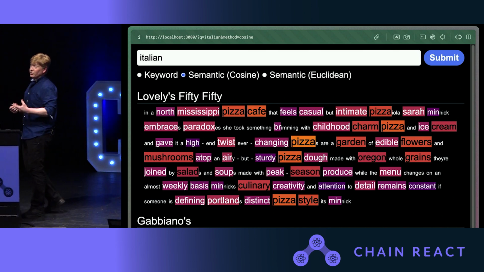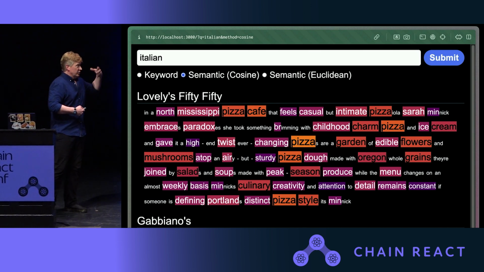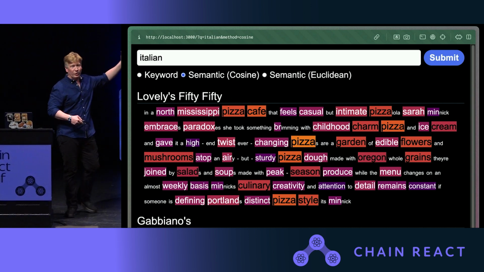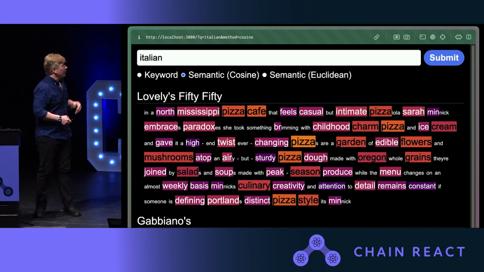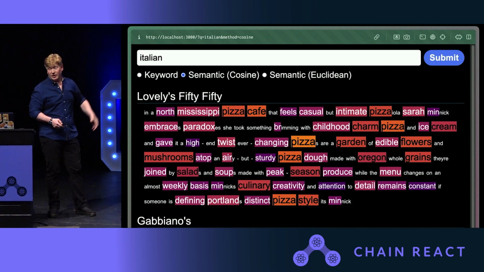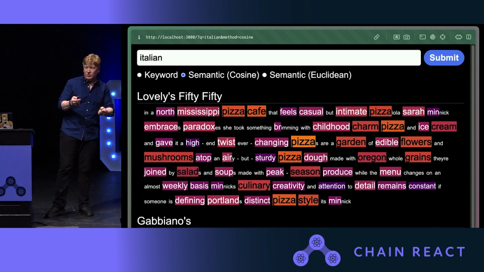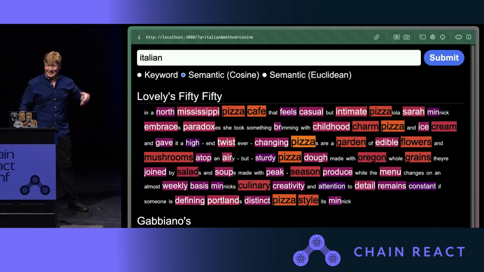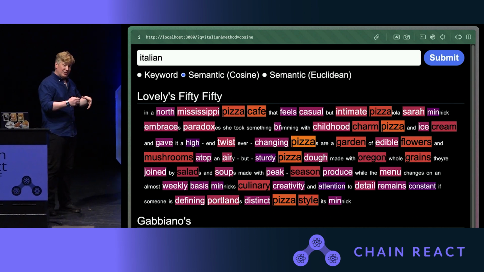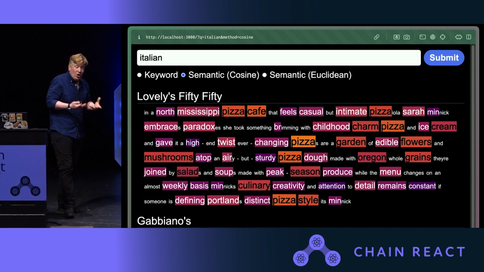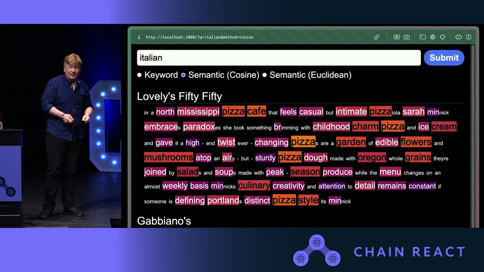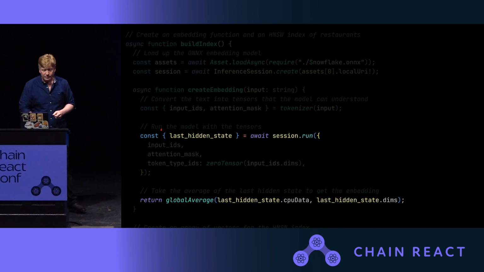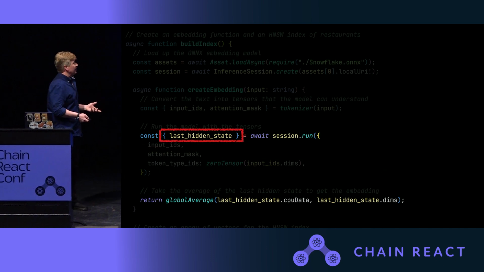Let's say you actually do want to build a restaurant embedding system where you do a really good search like this. You might want to visualize it to see: am I getting good values coming out of this? Does Italian actually map to the things that I think it should? This is the kind of stuff you only get to know if you actually understand AI at this level. Okay, so we get our last hidden state, that's the output.